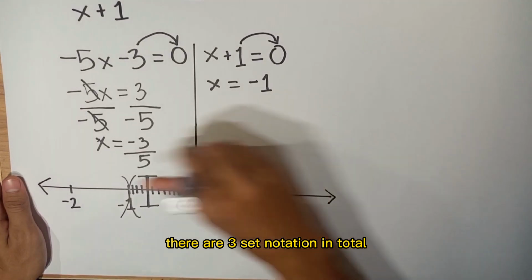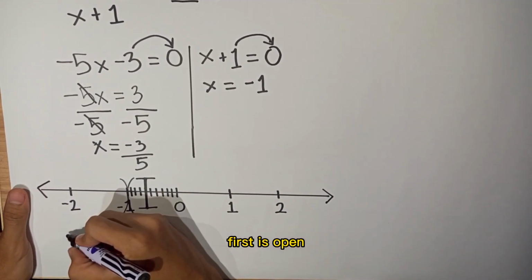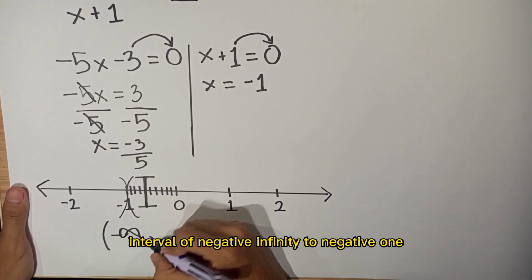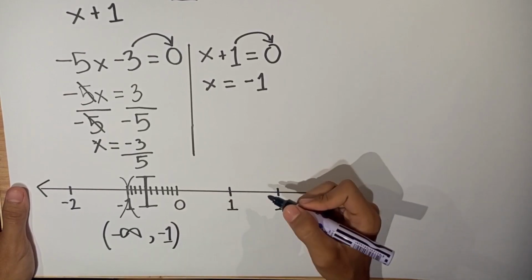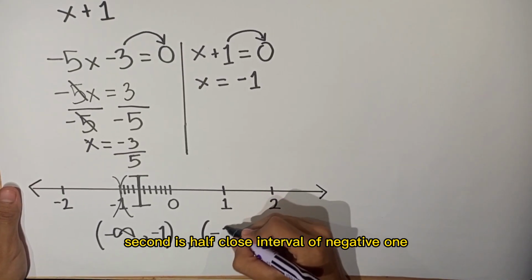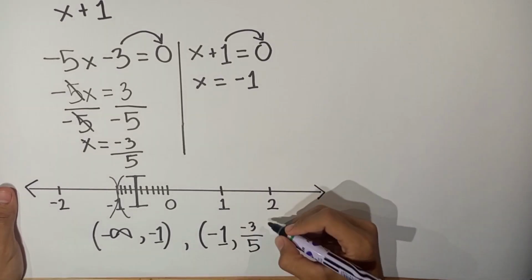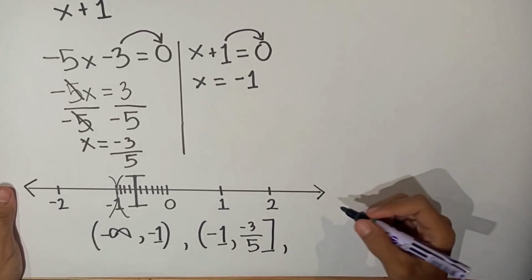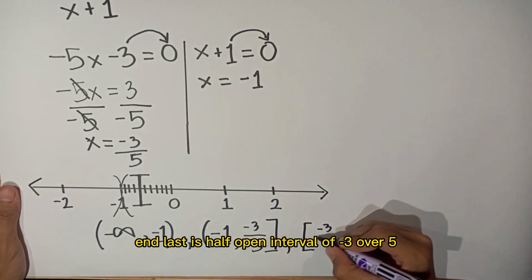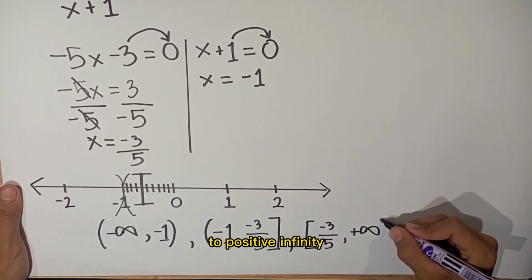There are 3 set notations in total. First is the open interval of negative infinity to negative 1. Second is the half closed interval of negative 1 to negative 3 over 5. And last is the half open interval of negative 3 over 5 to positive infinity.